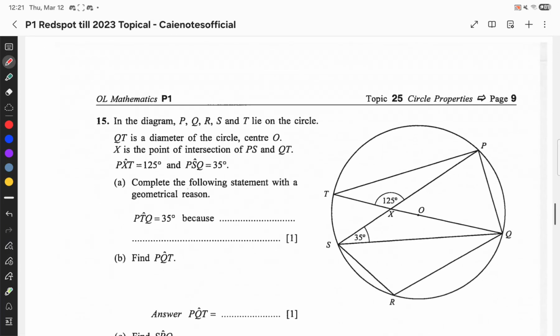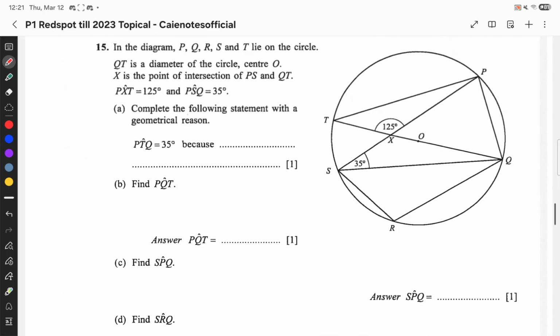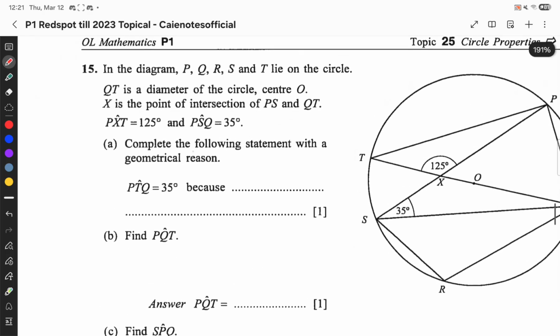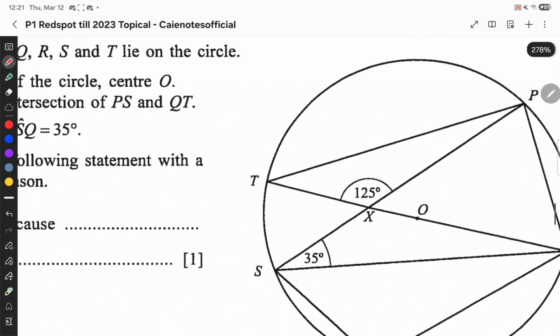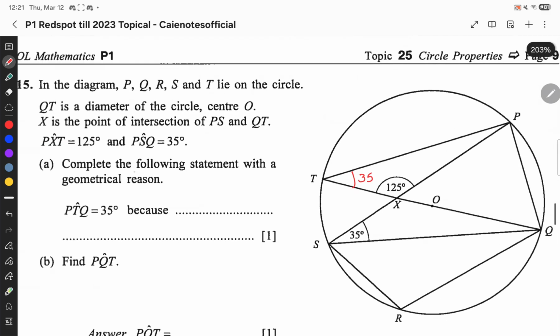Question number 15. We have a statement question. I hate them. With a geometrical reasoning. Why is PTQ the same as PSQ? They gave us the answer, but we have to explain it. Well, the answer is because angles in the same sector, angles on the same arc, are equal.